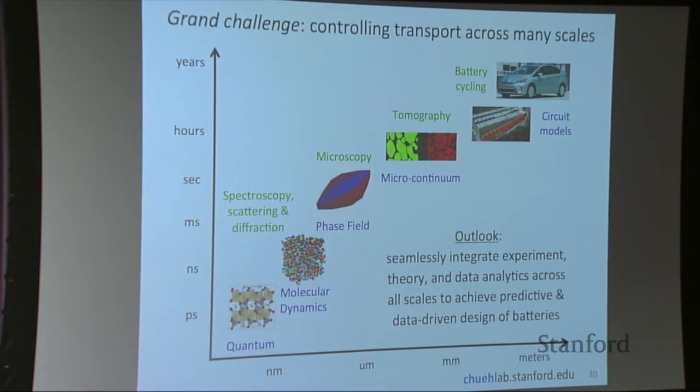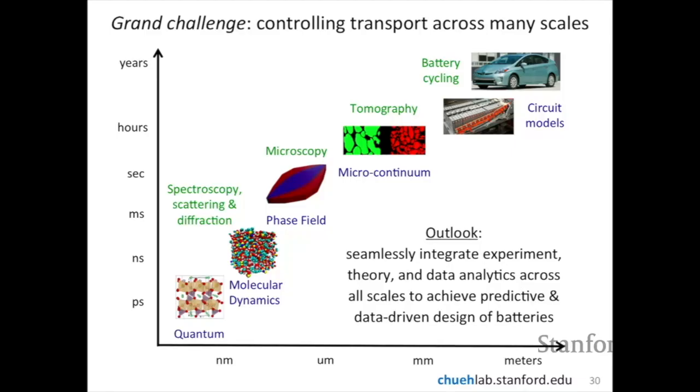Here we have the grand challenge of understanding and controlling the transport of lithium from the atomistic level, from picosecond all the way to degradation over years, involving battery cells and battery packs. Our outlook could not be more challenging. It is to seamlessly integrate these experiments, advanced characterization, and data analytics across all of these length scales to achieve predictive and data-driven design of lithium-ion batteries.